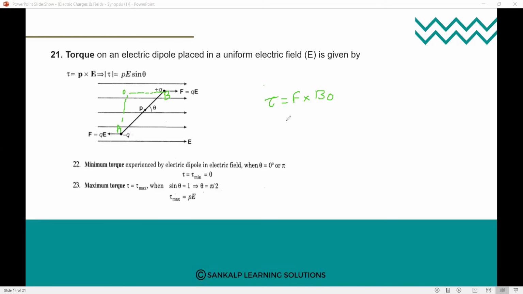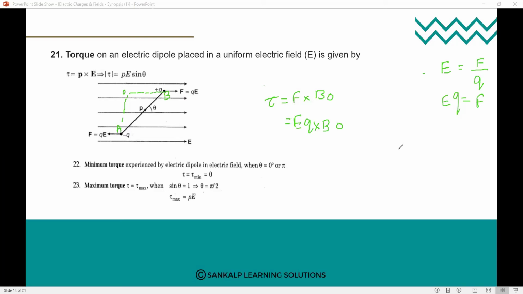So here force is given by, students, E into Q. How? Because we know that the electric field intensity is given by force per unit charge. Therefore, the force is equal to E into Q, into BO. Yes, correct. Okay. So how will you calculate BO?